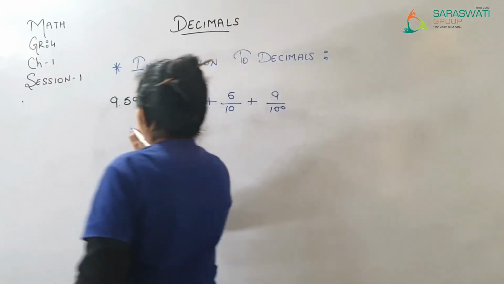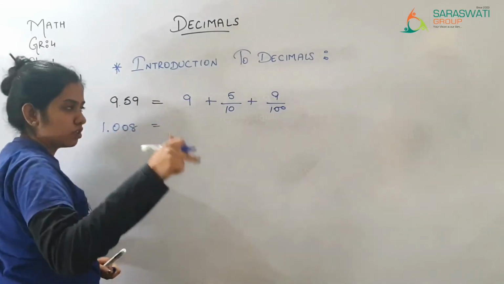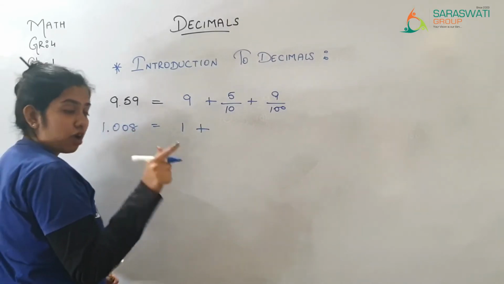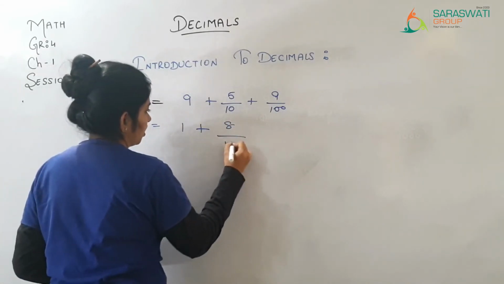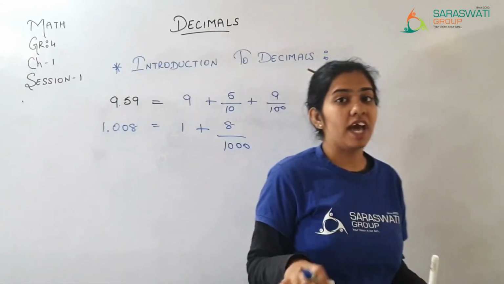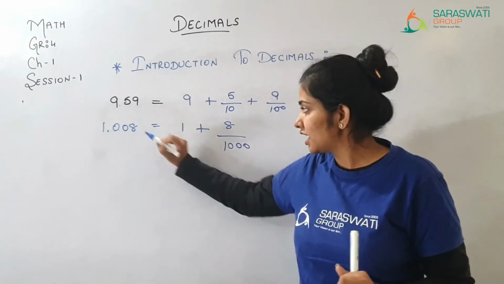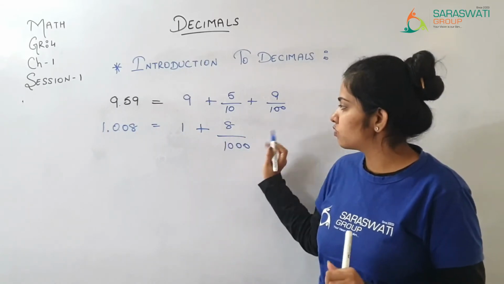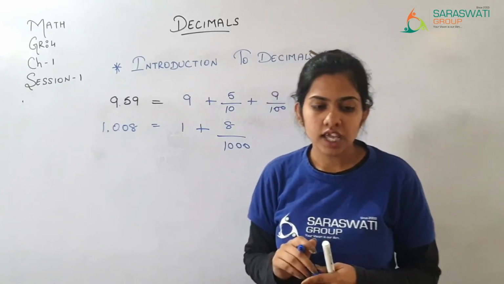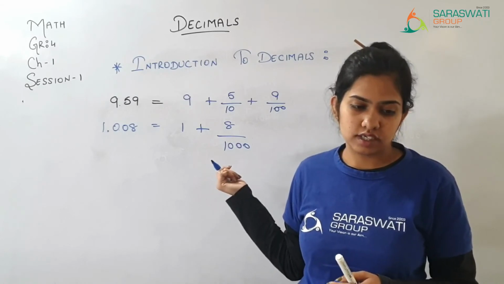Now if it is 1.008, so one single and 8 is at the place of 1000. So 8 upon 1000, because at the tens and 100 place we have 0. Tens and 100 places have 0, and directly 8 is at the 1000 place, so we have written that. Right? So in this way we are supposed to write.